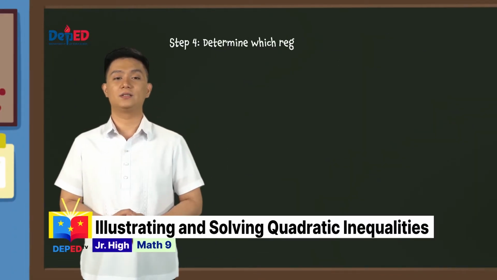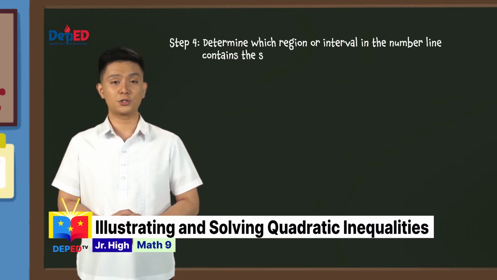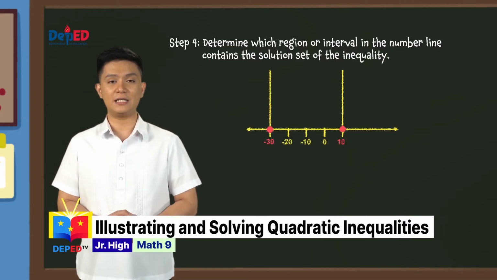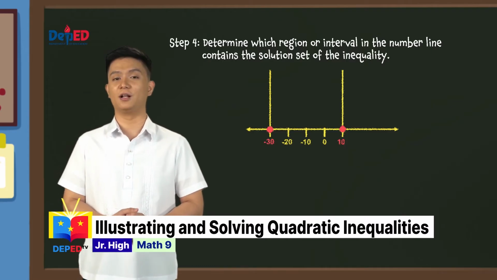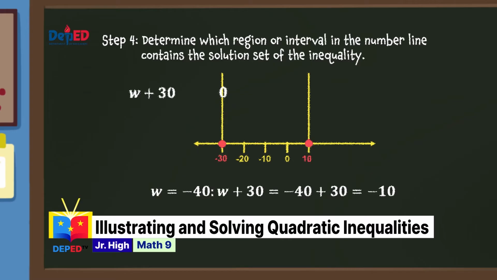Step 4. Determine which region or interval in the number line contains the solution set of the inequality. We need to identify the sign of the value of each factor in each region or interval. We do this first for the factor w plus 30. In the region to the left of negative 30, we may use negative 40 as a test value. Negative 40 plus 30 is equal to negative 10. This means that in this region where w is less than negative 30, the value of the factor is negative.